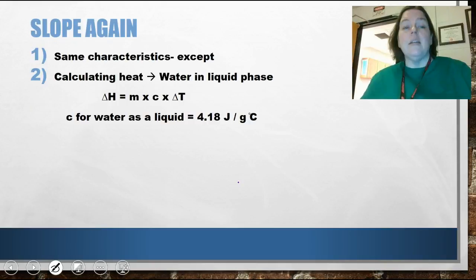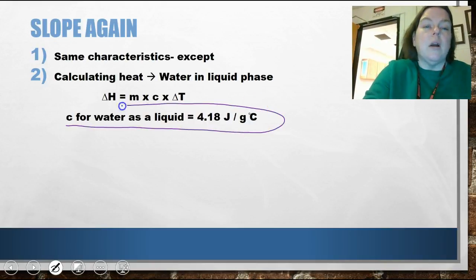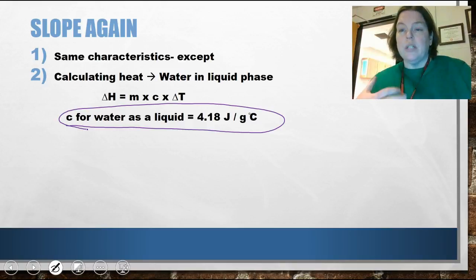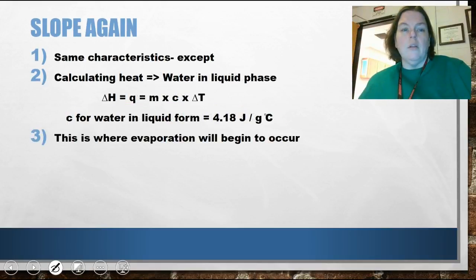So what we have to remember is that the C for water in liquid phase is right here. It's 4.18 joules per gram degree Celsius, but you get the idea that for a different phase of substance, the C, the specific heat, is a little different because of what's happening there, the amount of energy it will take to do what it needs to do. Okay? So pretty simple. When you have a single phase, you can always go back to Q. Always go back to Q. Okay? So this is where evaporation will begin to occur. So at this point, you're going to have some molecules that are going to escape into vapor, but very few.